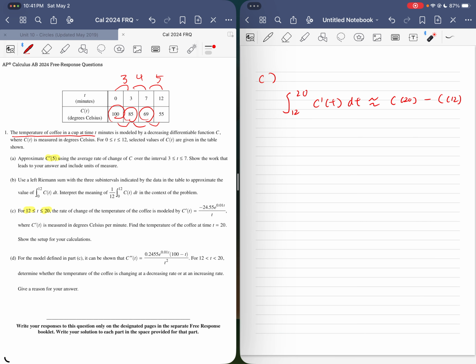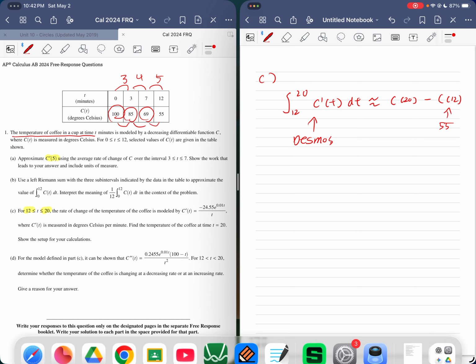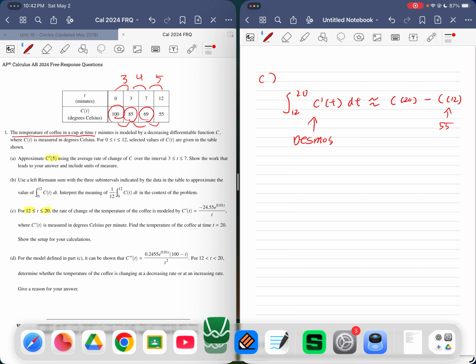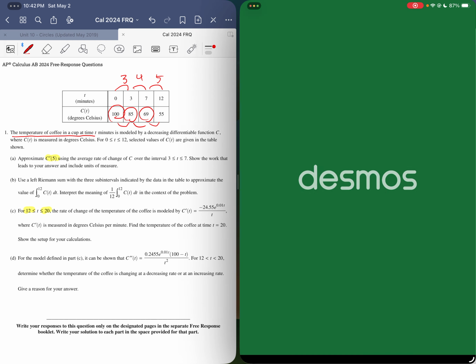Let's see if we know something. Now, C of 20, we don't know, but we know C of 12 because it's right here. C of 12 is 55. So let's do this. Now I'm gonna put this one into the decimals.